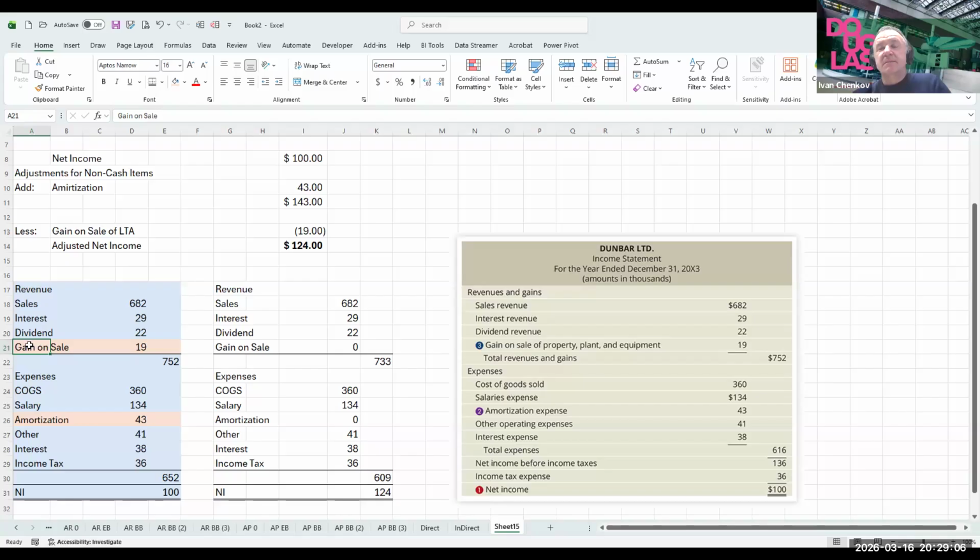Step one is completed. Let's have a break and we're going to move to step two.